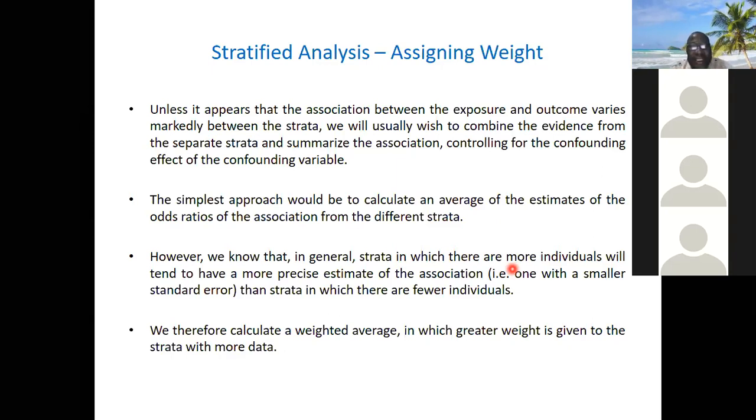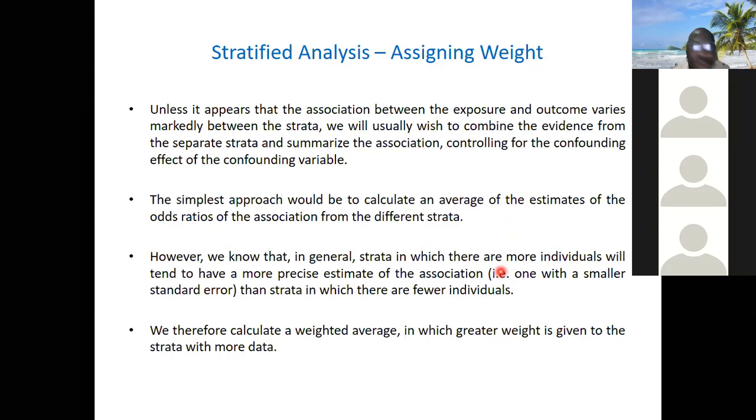However, we know that in general, strata in which there are more individuals will tend to have a more precise estimate of association, that is, one with a smaller standard error. As I have already said, whenever your sample size is very large, the standard error will be small. When sample size is very small, the standard error will be larger. So whatever you calculate in the one with a smaller standard error is more precise. It's a better estimate.